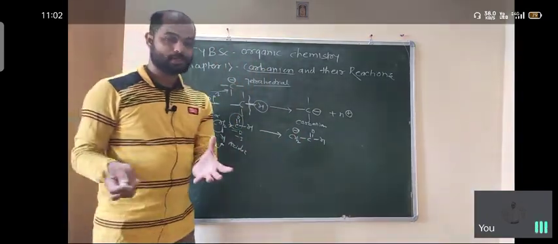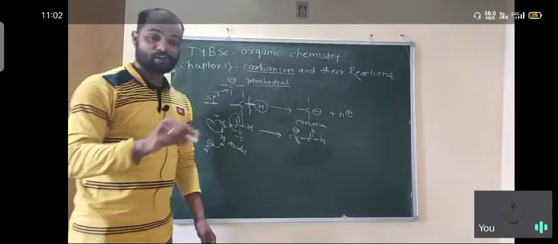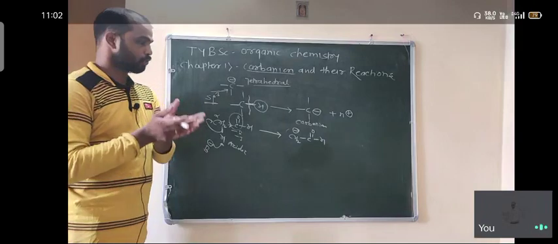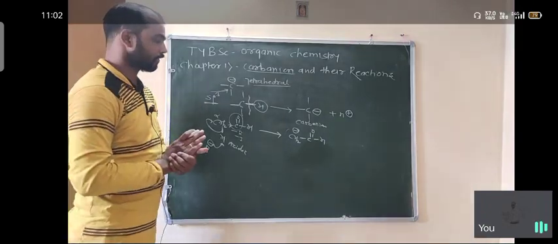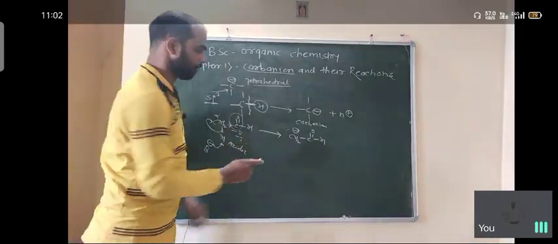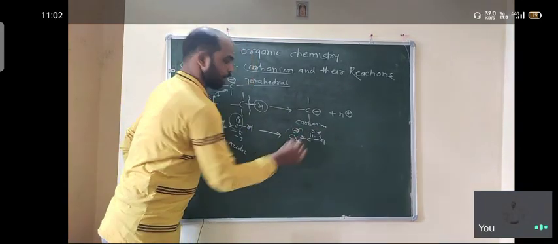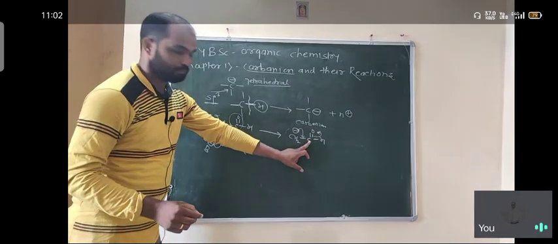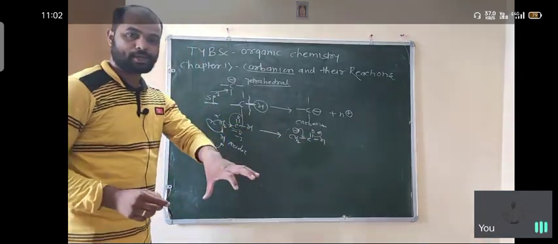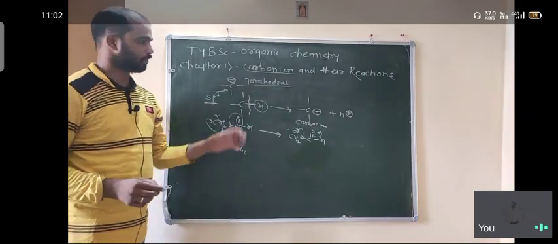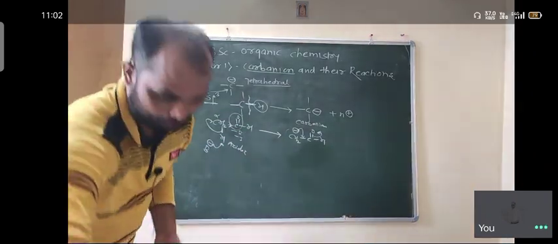Second factor: when a carbanion is formed, it should be stabilized. How is it stabilized? A number of factors are responsible for the stabilization of a carbanion. This negative charge is stabilized by the minus R effect of the carbonyl group. When the carbanion is stabilized, it is readily formed; if not, it is not easily formed. So this way there is a formation of carbanion.